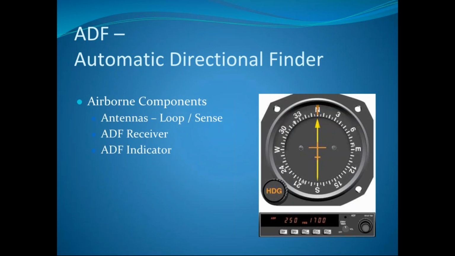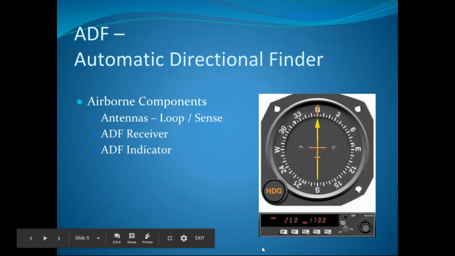So these NDBs, the instrumentation that the pilot uses inside the aircraft is known as an automatic directional finder, or as we love our acronyms, an ADF. The components that make up the system are, of course, antennas on the outside of the aircraft. And then you have a receiver, a box inside the airplane where the pilots can tune in. You can see the receiver down here in the bottom right-hand corner.